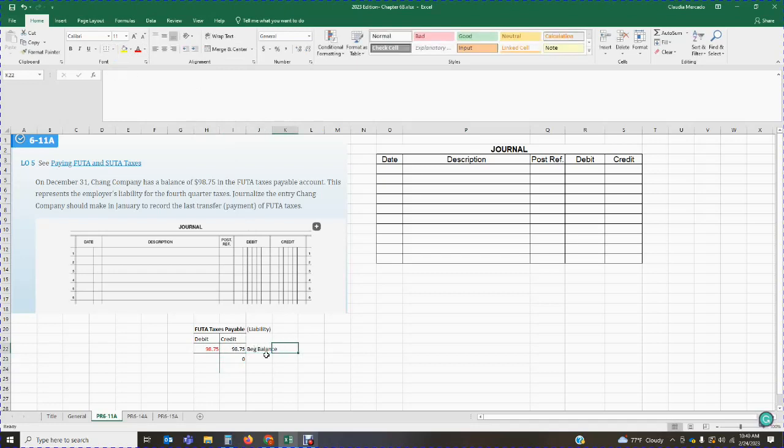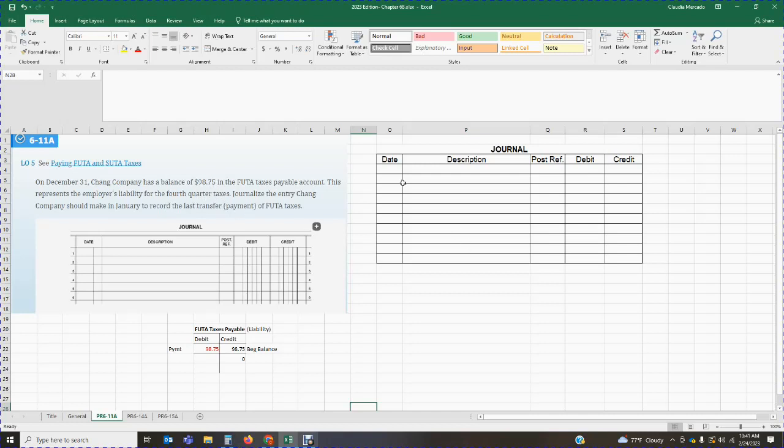And then this is when I remit the payment. When I make my payment for my taxes, I debit my account. When I debit my account, my FUTA taxes payable goes to 0. I had $98.75. I took it out. Now my balance is at 0, and I start accumulating new entries for the next quarter. This particular tax is paid quarterly.